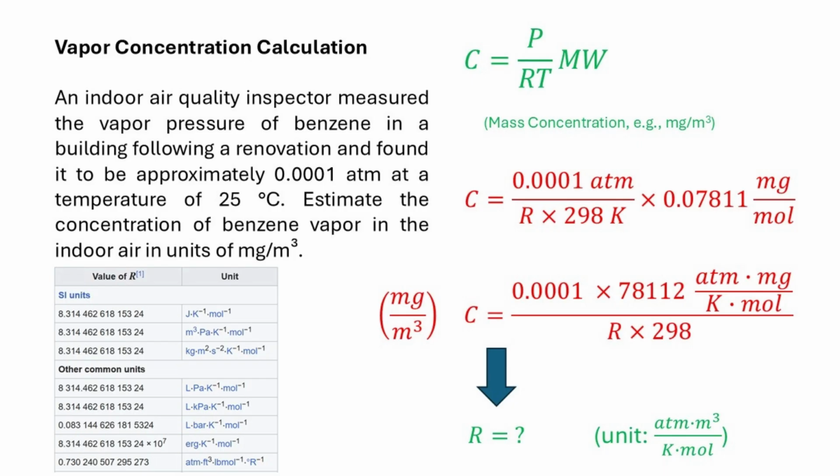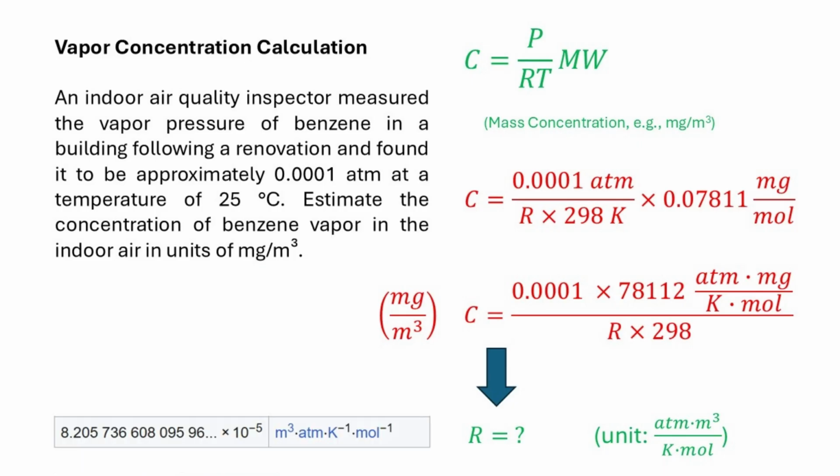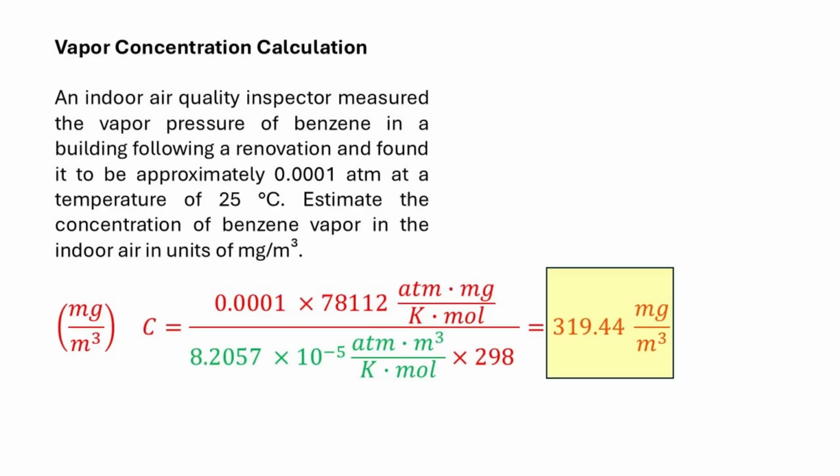Now that we have our unit for R, we can find its corresponding value. According to this long table I found on Wikipedia, we will use R equals 8.205 times 10 to the power of -5. So finally, the last step, which is also the simplest step, is to put all the values of the involved parameters into the simple equation for calculation. We can easily find that mass concentration should be somewhere around 320 milligrams per cubic meter.